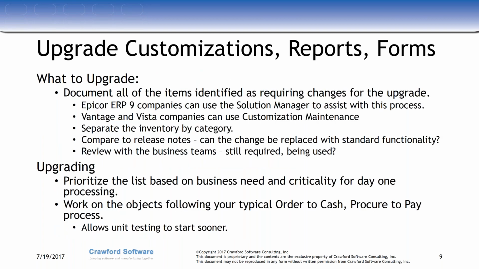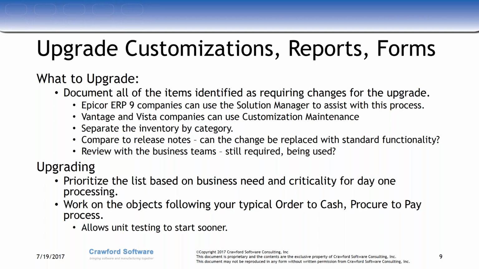When you're looking at it in more detail as deciding what to upgrade, we've always found the approach to bring this to a very organized one, and you'll see some of the log processes that we use going forward. Document all the items that require changes. So use the Solution Manager if you're on 9, use the customization maintenance if you're on 8 or one of the earlier releases, and pull a list, bring it together. Here's everything that I have.